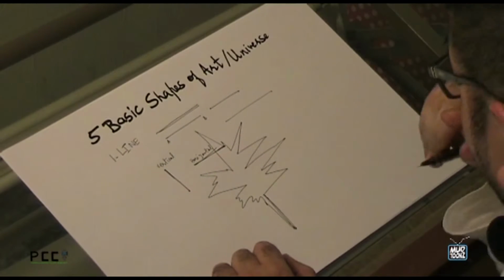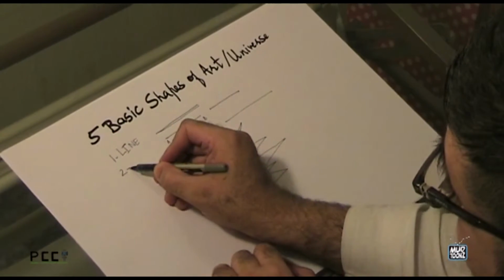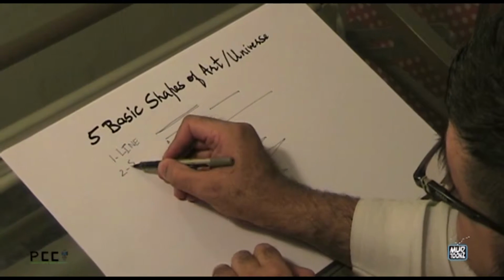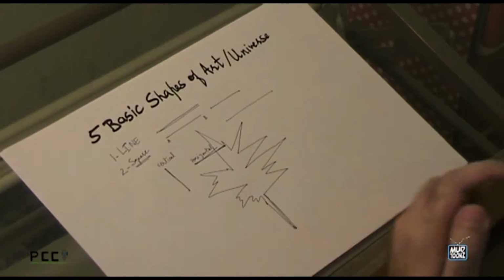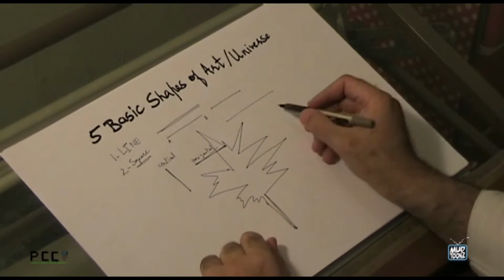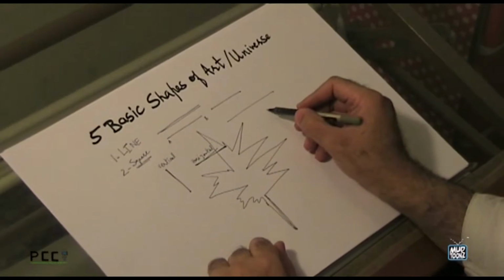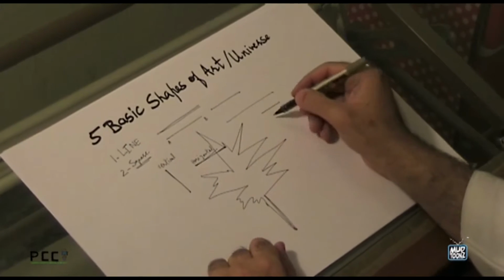So number 2 is square. Square is a geometrical shape that consists of 4 sides of equal length. So this is a square.